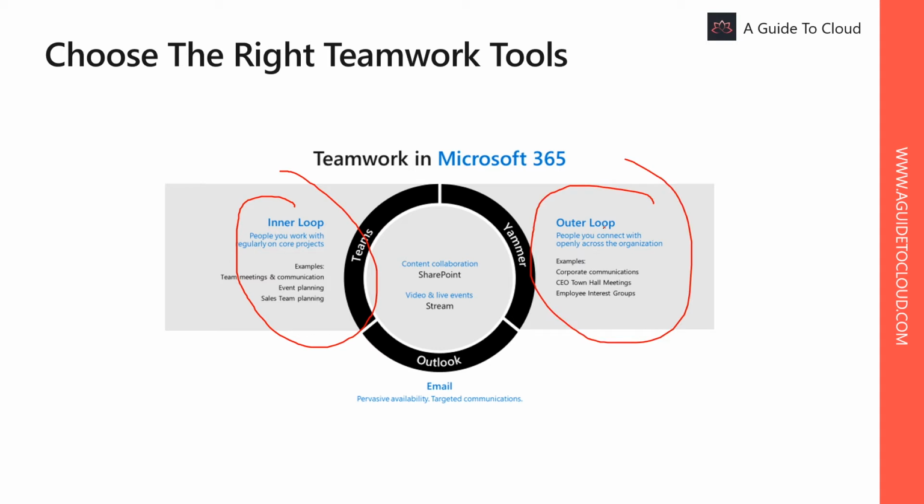The outer loop is made up of people you may not work with regularly on a project or in the team, but who have a vested interest, like a project stakeholder or common goal. So use Yammer to openly share information, find expertise, and share ideas across your organization. If you prefer working in email, Outlook is an ideal way to start a conversation. When it comes to managing team content and files, SharePoint is a tool that can bring together content from Microsoft Teams, Yammer, and Outlook to keep track of critical project information no matter where the conversation starts.